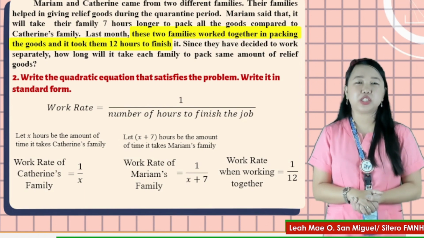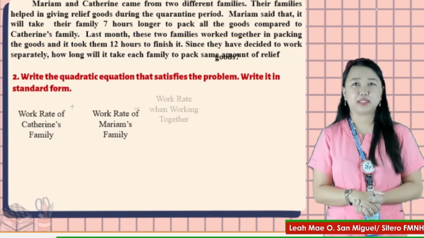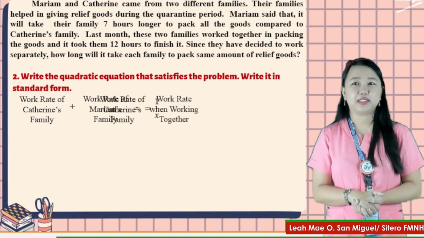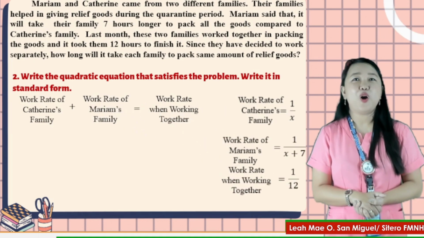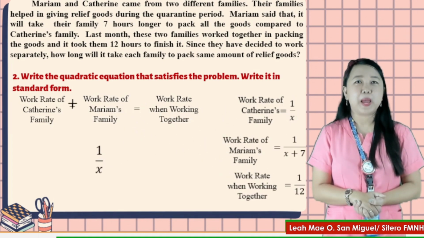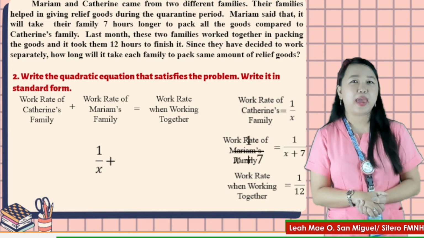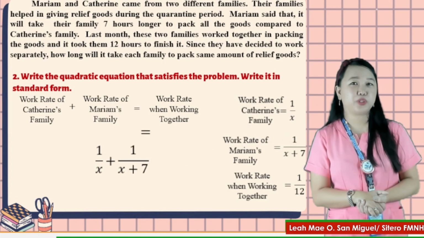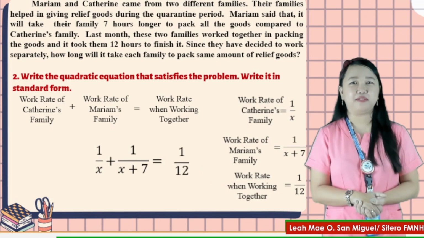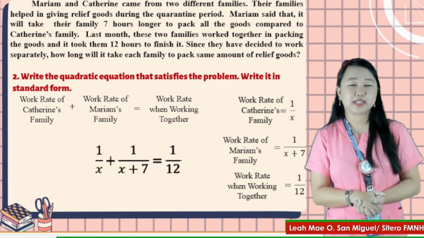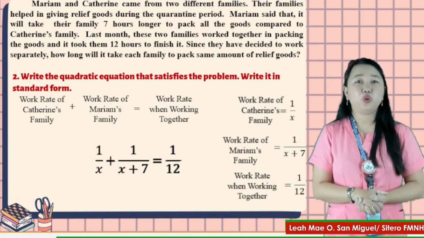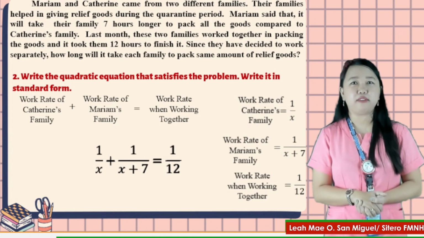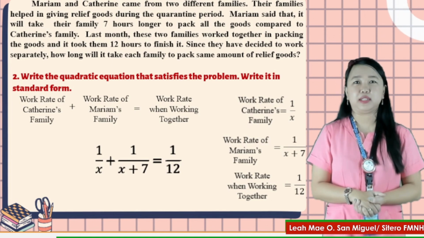Thus, the equation is 1 over x plus 1 over x plus 7 is equal to 1 over 12. Where x can't be 0 because 1 over x will be undefined. Nor can it be negative 7 because 1 over x plus 7 will also be undefined.